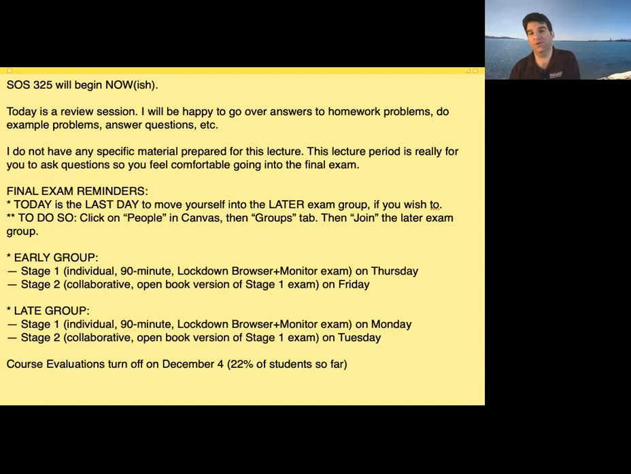So if you're taking it in the late group because you're hoping to get information from the early group, I hope that's not the case. I really hope those of you taking the late group are doing so because it just works much better with your schedule, and you'll collaborate with people in the late group, and the people in the early group will collaborate with people in the early group, and everything will be fine. So that's the spirit of it all.